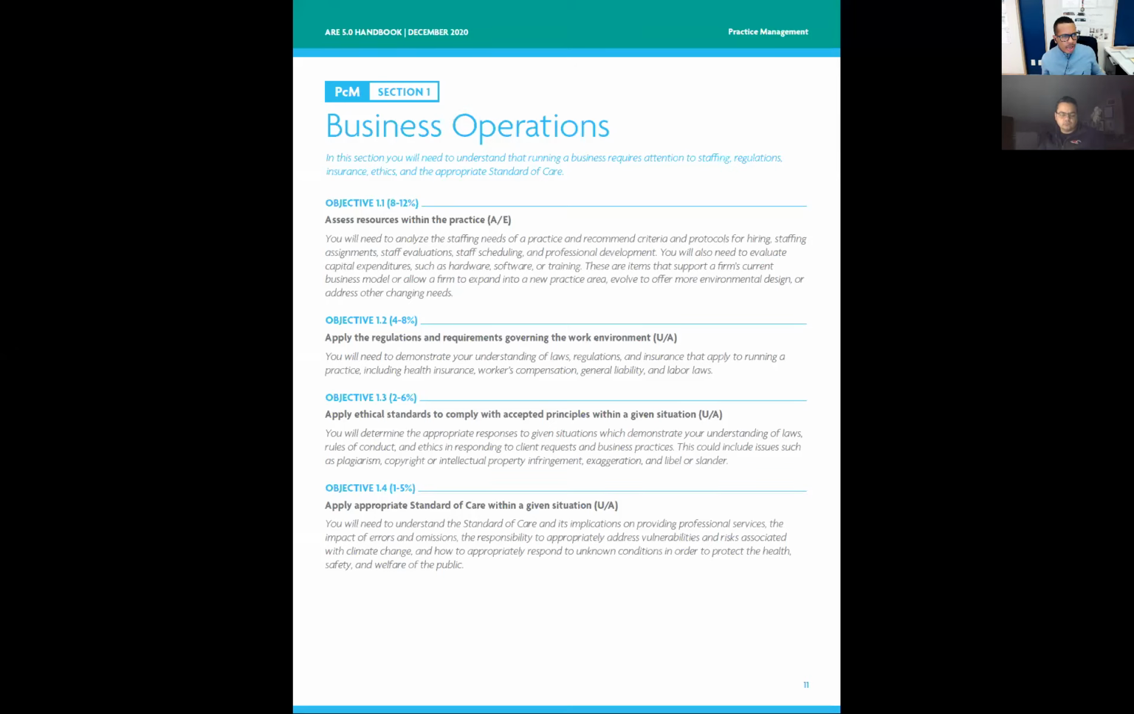Staffing requirements, right? Regulations, insurance, right? Ethics. Taking money from contractors that you recommend, or taking money from product manufacturers because you're recommending them, right? Is it ethical or is it not ethical? When is it ethical, right? Things like that. So going objective by objective, the first objective is assess resources within the practice.